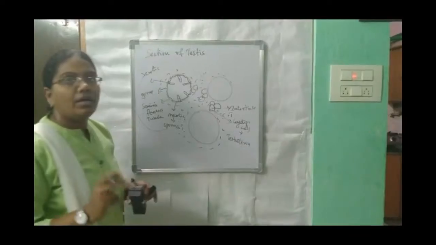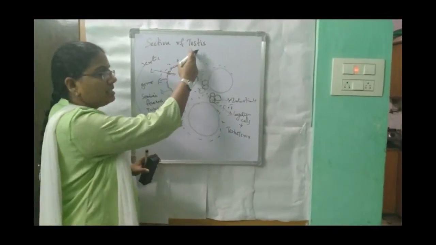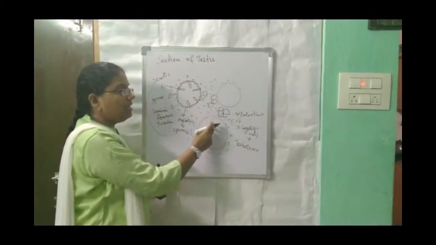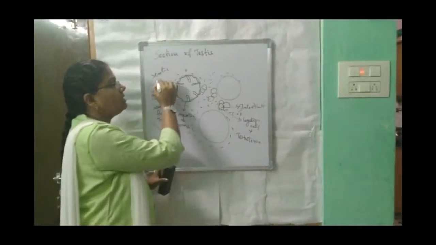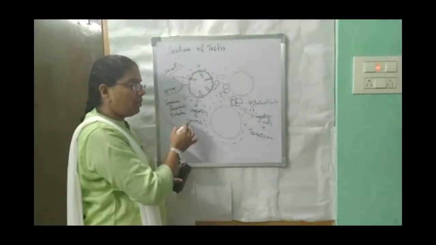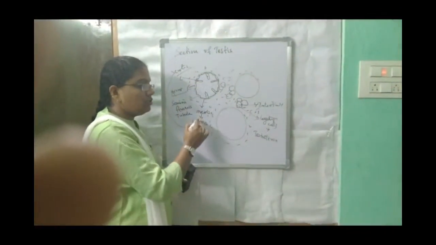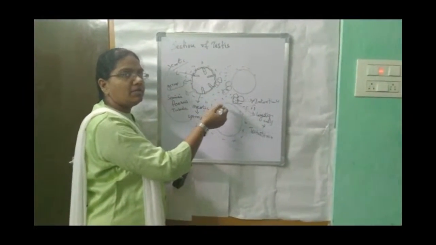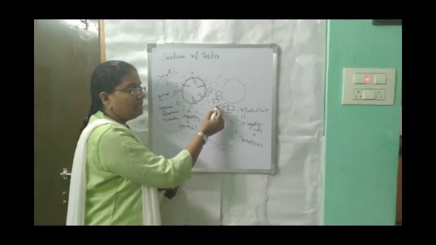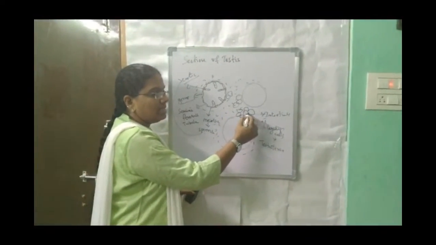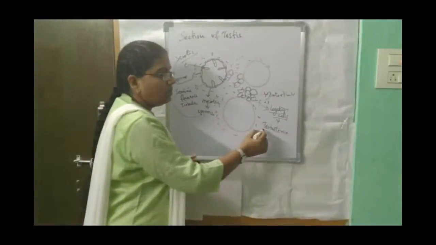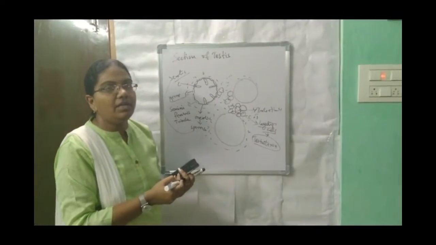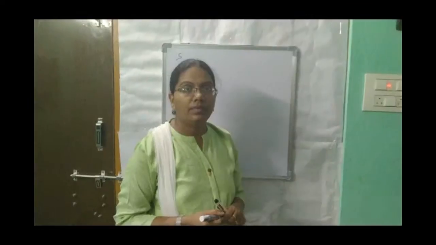testosterone. If you observe the section of testis, it has a number of seminiferous tubules. Each seminiferous tubule is made up of germ cells and Sertoli cells. Germ cells produce the sperms, and Sertoli cells give nutrition to the sperm cells. Between two or three seminiferous tubules, there are different types of cells. These are called Leydig cells, which produce testosterone to increase the production of sperm cells.